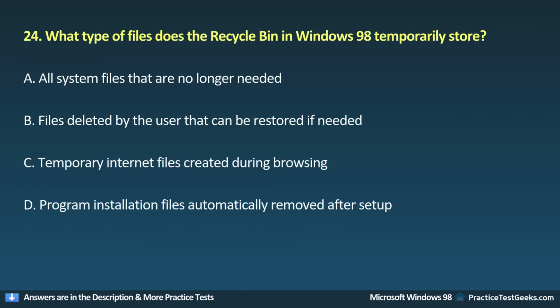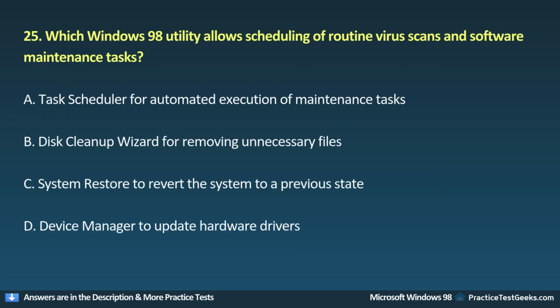24. What type of files does the Recycle Bin in Windows 98 temporarily store? A. All system files that are no longer needed. B. Files deleted by the user that can be restored if needed. C. Temporary internet files created during browsing. D. Program installation files automatically removed after setup.